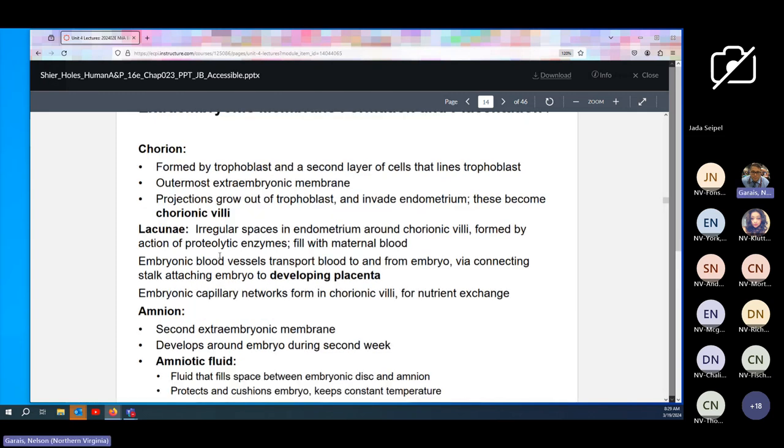So that's chorion, that's outside. Now, lacunae, they're a whole bunch of spaces, right? And they have enzymes, they have blood. Lacunae is just what? Spaces. And of course, the trophoblast will eventually turn into the what? Placenta. Okay.